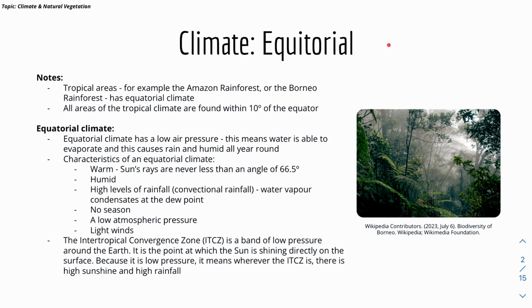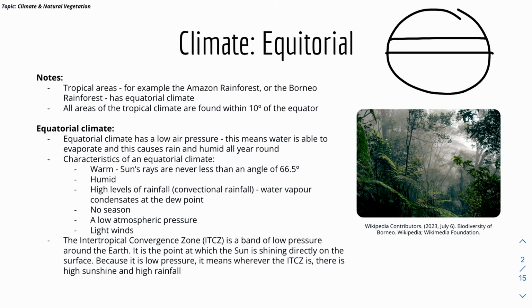And we'll start with climate, the equatorial climate. So here we have some key notes for this equatorial climate. Tropical areas, for example the Amazon rainforest or the Borneo Rainforest, have an equatorial climate, and all areas of the tropical climate are found within 10 degrees of the equator. So this is the globe, the Earth, and let's say the equator is down the middle, so 10 degrees north and 10 degrees south. All areas of the tropical climate are found within this 10 degrees right here.